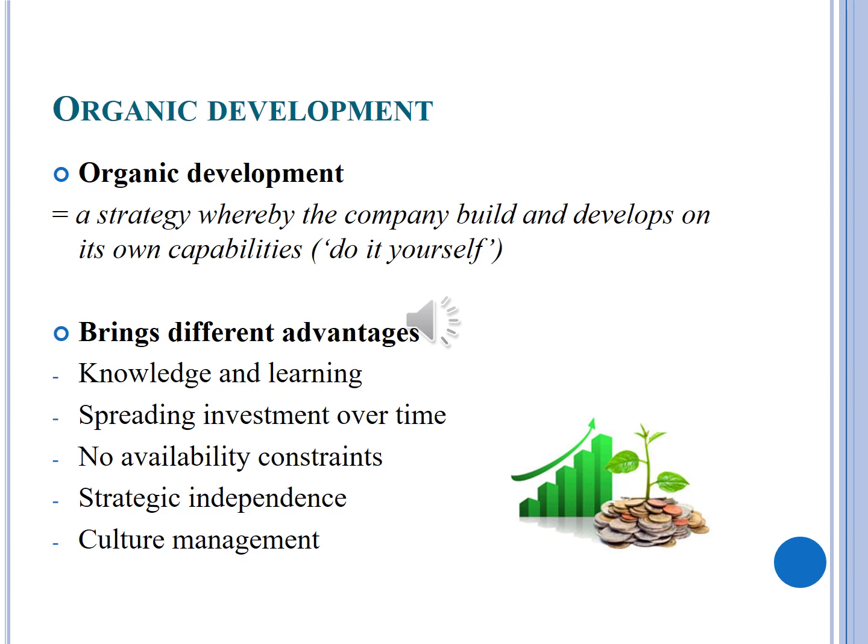The first strategic method for pursuing a strategy is organic development. Organic development is a strategy whereby the company builds and develops on its own capabilities. It's actually a do-it-yourself method. Therefore, this method is completely relying on the internal capabilities of the organization. A lot of organizations introduce organic development if they want to focus on diversification of a product or a service. This method brings a lot of advantages with it.